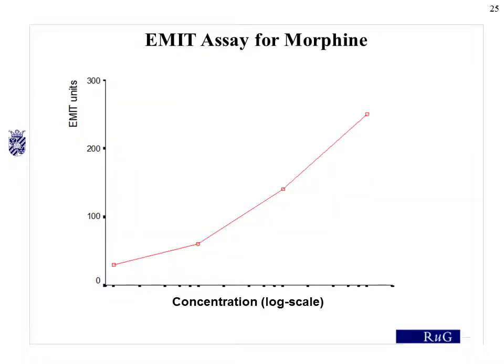In this example, we see the calibration curve of an EMIT assay for morphine. You can see the increasing EMIT units, or signal produced, with an increasing concentration. We should, however, remember that all the specificity of this assay depends on the specificity of the antibody for the enzyme-drug conjugate and the drug. That means while we see a signal, and the assay is fairly simple to execute, its quality depends entirely on proper assay development and on the control of the specificity of the antibody, and obviously also on the diligent preparation of the enzyme-drug conjugate.